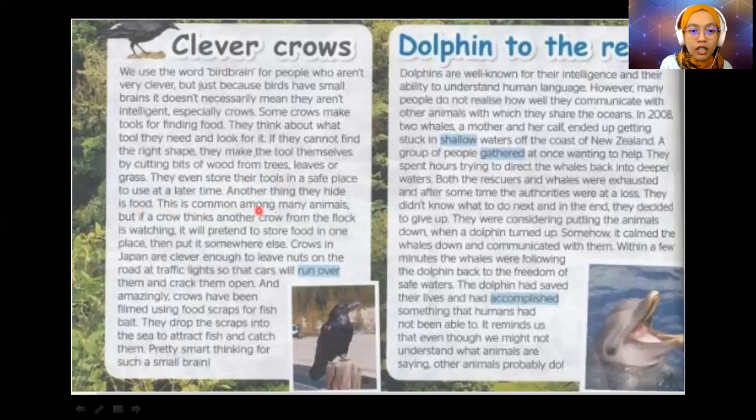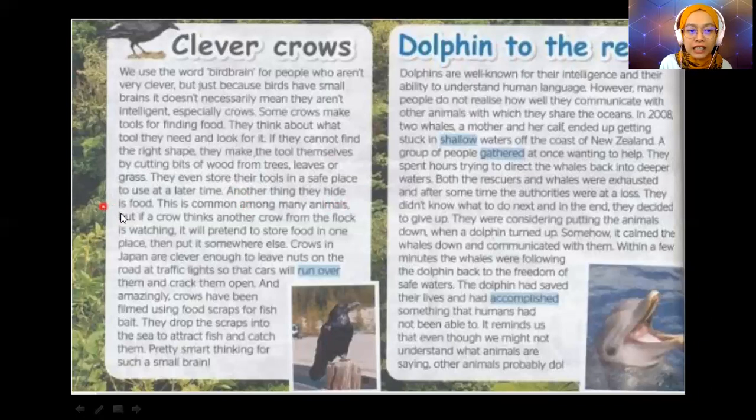This is common among many animals. But if a crow thinks another crow from the flock is watching, it will pretend to store food in one place, then put it somewhere else. Now this is very cunning. Ini cunning. Saya ulang balik, saya translate kat awak.